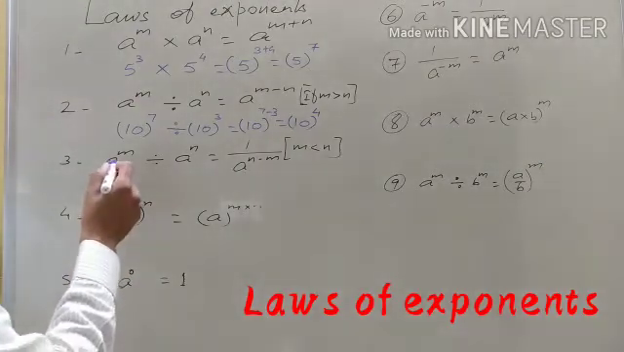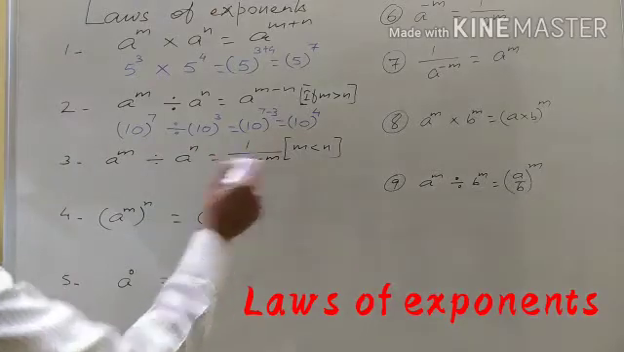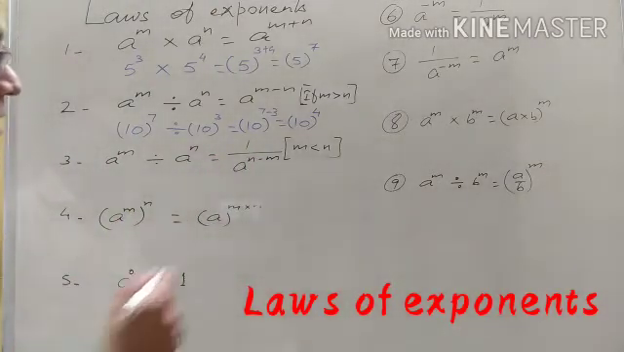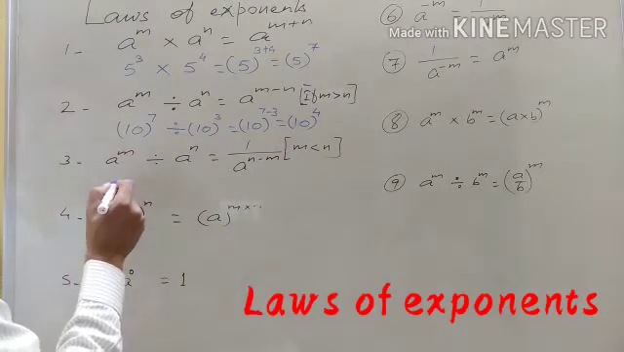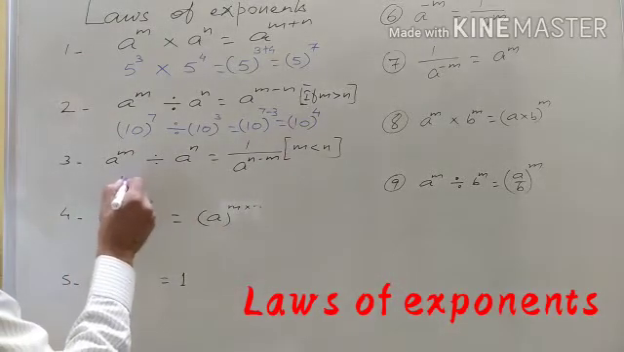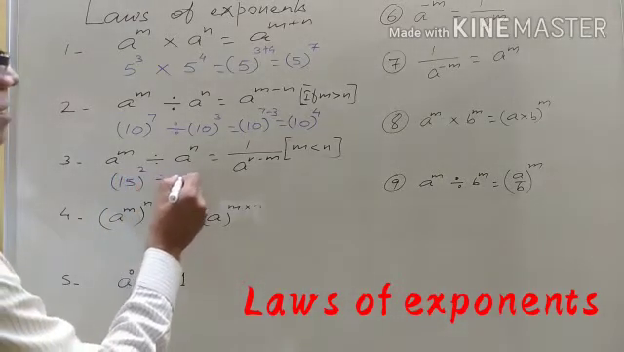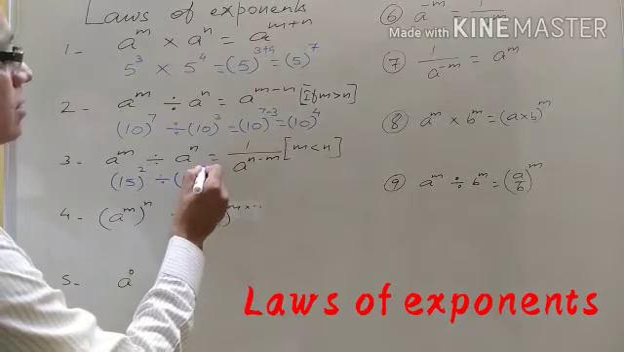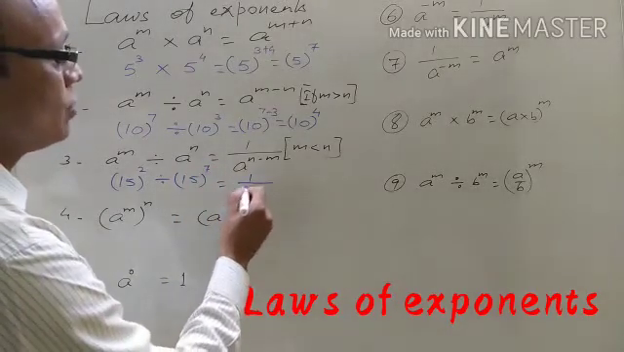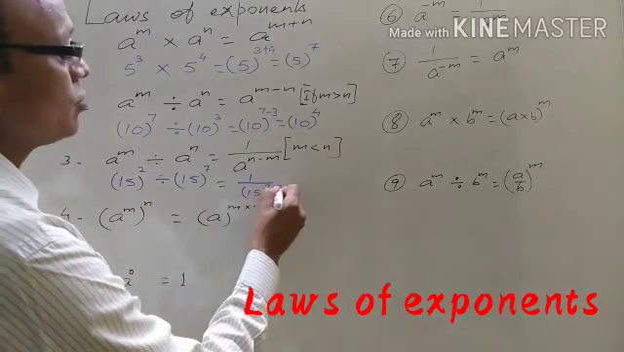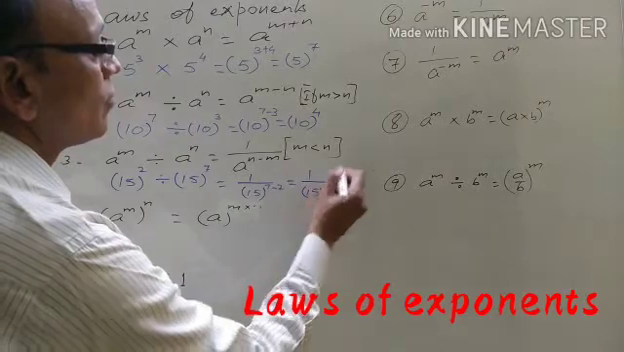Next one, a to the power m divided by a to the power n, when m is less than n. It is 1 upon a to the power n minus m, because m is less than n. So we consider 15 to the power 2 divided by 15 to the power 7. This becomes 1 upon 15 to the power 7 minus 2, means 1 upon 15 to the power 5.